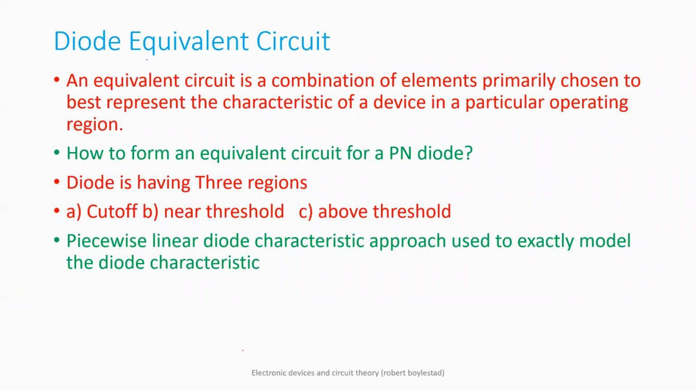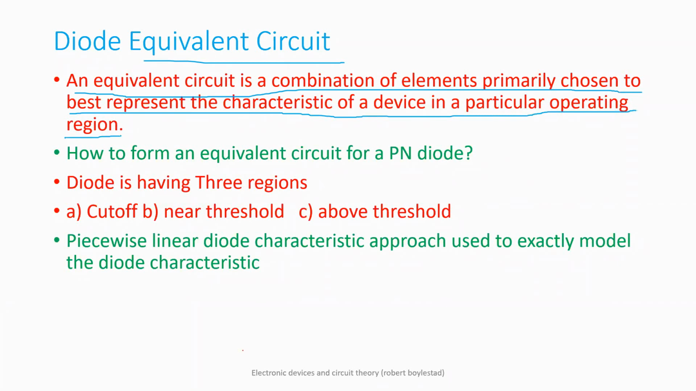Before we work with an equivalent circuit, we should be aware of what an equivalent circuit is. An equivalent circuit is a combination of elements primarily chosen to best represent the characteristics of a device in a particular operating region. That means your diode is a device, and we will replace the diode with some combination of elements based on its operating region, so that this diode can be replaced with your equivalent circuit.